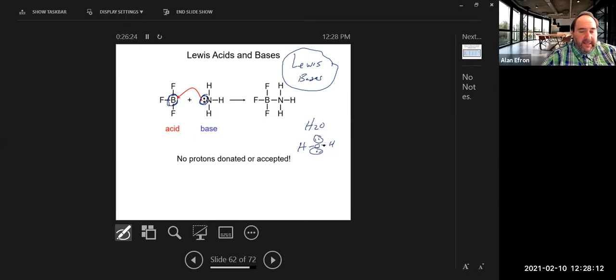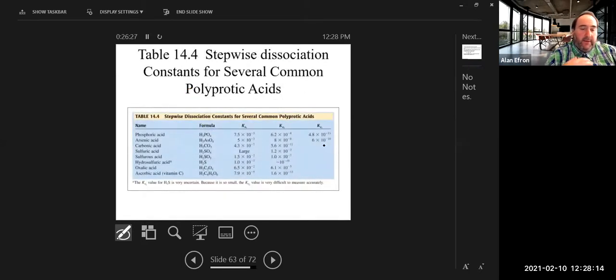All right, so the last thing I think we're going to talk about in this chapter is the stuff that we skipped a little bit earlier. We're going to talk about what happens with polyprotic acids. Polyprotic acids are acids that have more than one H plus to give away.